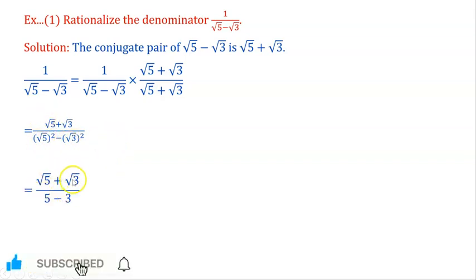Next, root 5 plus root 3, and the square of root 5 you will get 5, and the square of root 3 you will get 3. 5 minus 3, then you will get 2. Therefore, root 5 plus root 3 upon 2, and hence the denominator is rationalized.